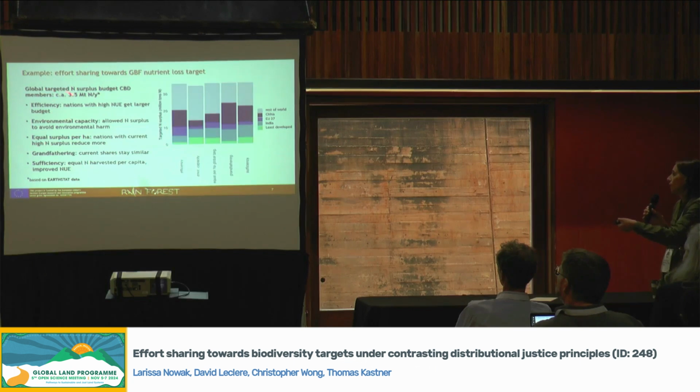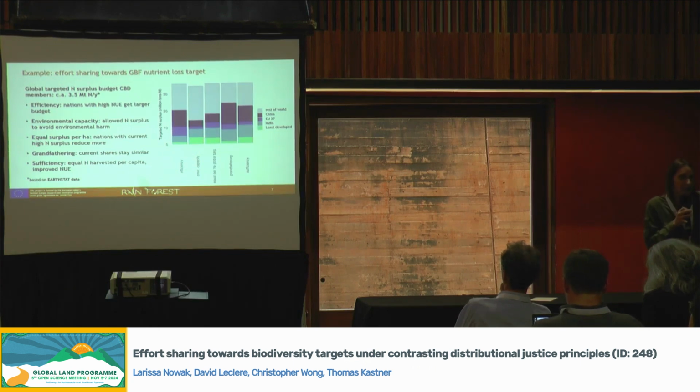First, we have one that we call efficiency, where we distribute it in a way that those nations that use their nitrogen efficiently with a high nitrogen use efficiency currently will get assigned a larger budget. With the idea in mind that like this, you can produce more by losing less nutrients. Then we have an environmental capacity principle or scenario where we simply use these regional boundaries and aggregated them up.